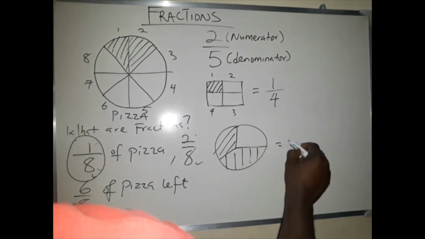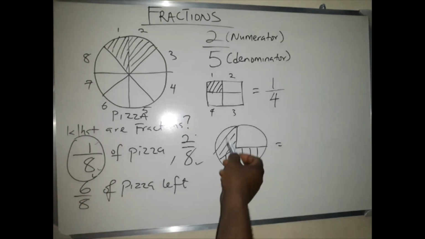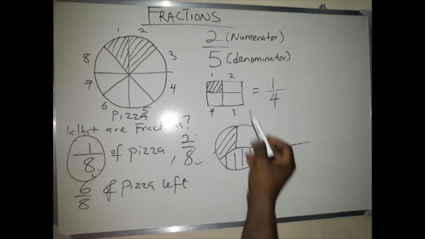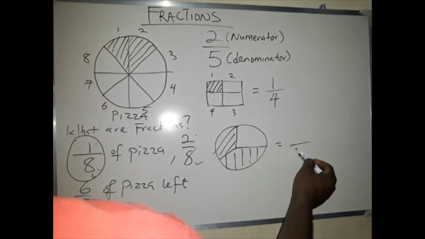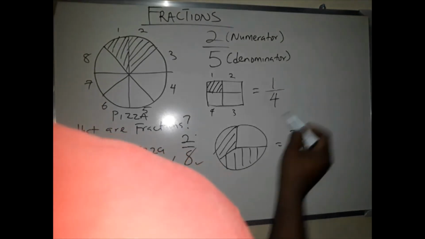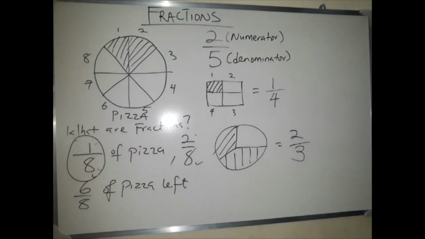Now, once again, we first of all look at how many parts this circle was divided into. The circle was divided into 3 parts. That 3 will be our denominator. Now, how many parts was shaded out of the 3? 2 parts were shaded, which means that we'll now have 2/3 of the circle shaded. The 2 represents the numerator, while the 3 represents the denominator.